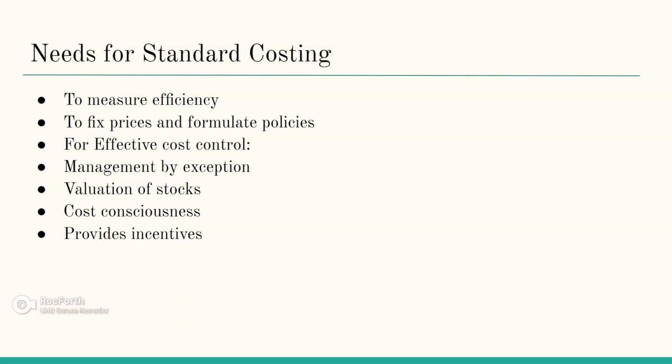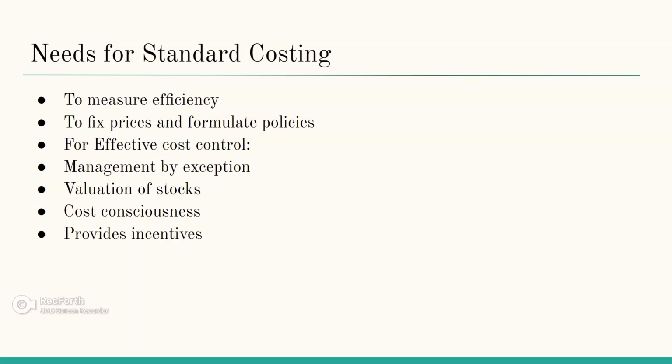Number 1. To measure efficiency. Standard costs provide a yardstick against which actual costs can be measured. The comparison of actual costs with the standard costs enables the management to evaluate the performance of various cost centers. In the absence of standard costing, efficiency is measured by comparing actual costs of different periods, which is very difficult because the conditions prevailing in both the periods may differ.